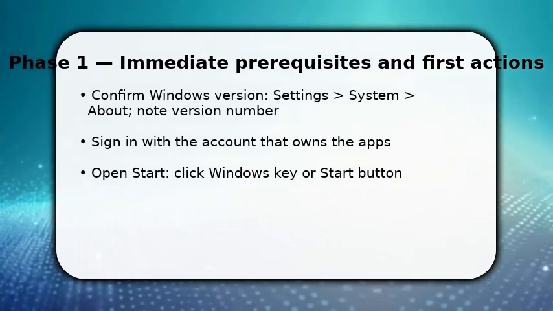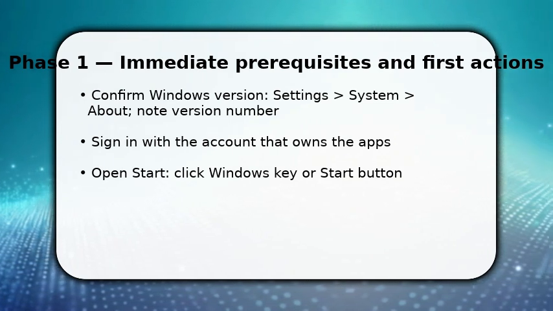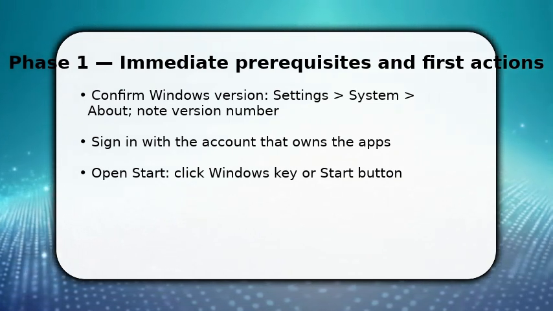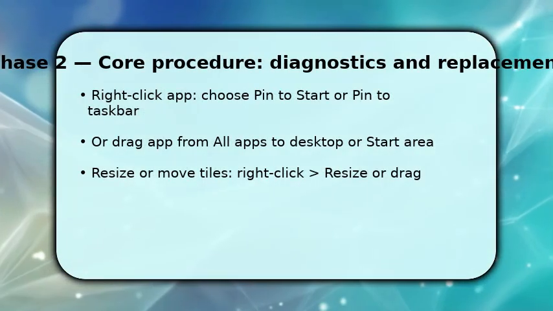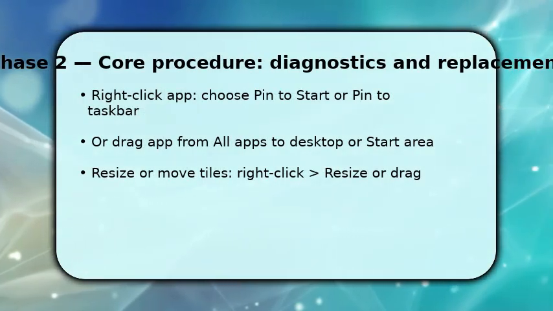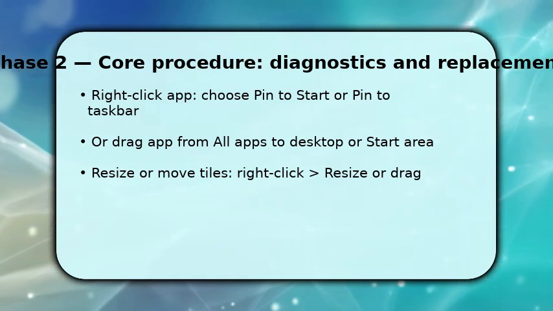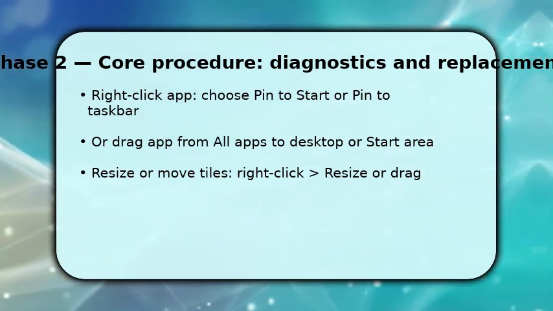Next, find the app tile or app name in all apps. This is where you start the drag or right-click process to place it on the home screen. Don't skip this. Now you take the concrete action. Right-click the app and choose Pin to Start to create a tile, or choose Pin to taskbar for quick access.